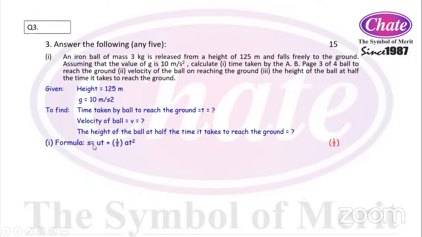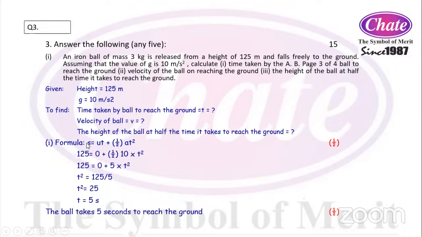So first we have to find the time. You can say that S is equal to ut plus half at square. The distance is given as 125. Using that, we are going to calculate the time. So 125 is given, so time becomes 5 seconds. The ball takes 5 seconds to reach the ground. Here u is taken as 0 because the iron ball is released from the height, so the initial velocity is 0.